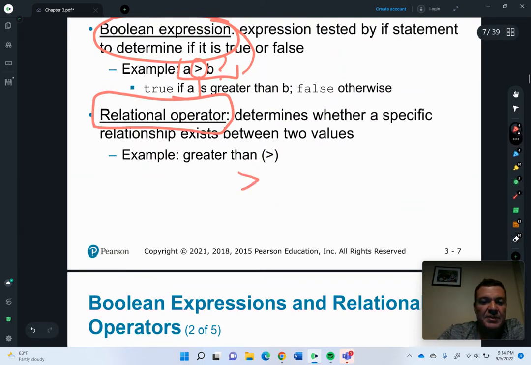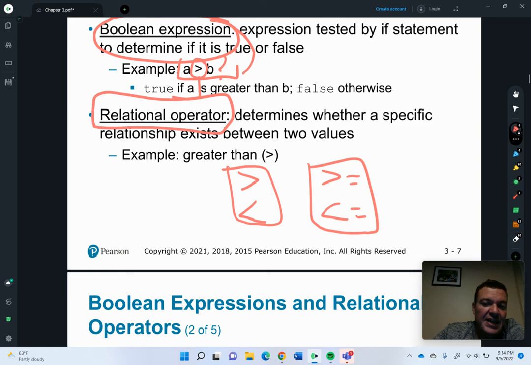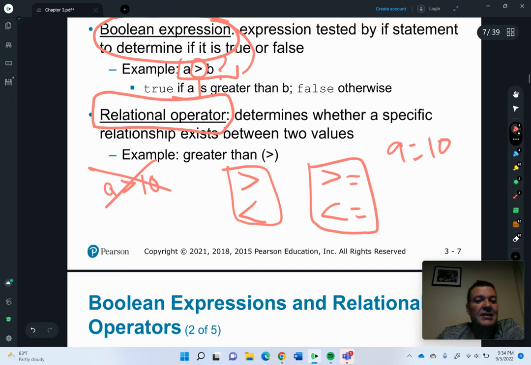So we want to know the difference between these operators and these operators. These operators are known as exclusive operators, and this set of operators is known as inclusive operators. The reason is, when we use these, we don't include the number we're comparing. So if we say, is A greater than 10, if A is equal to 10, this will not be true because it's not greater than 10.